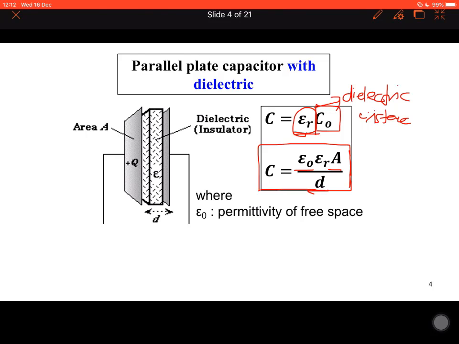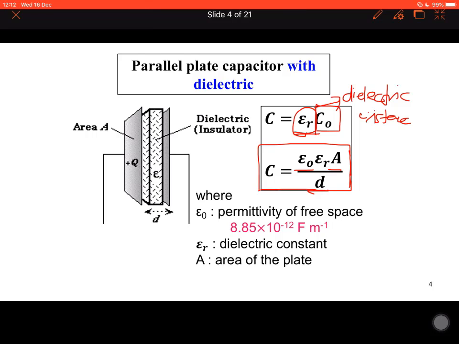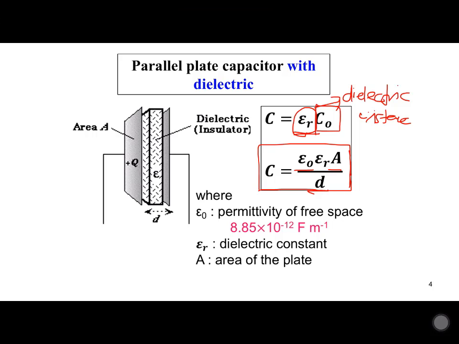From here, epsilon naught is the permittivity of free space, which is a constant with value 8.855 times 10 to the power of negative 12 farad per meter, and epsilon r is the dielectric constant, A is the area of the plate, and D is the plate separation.